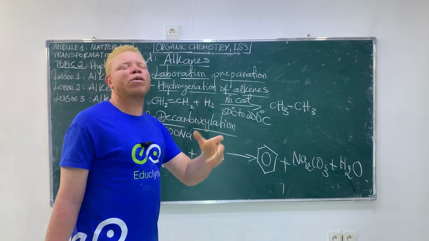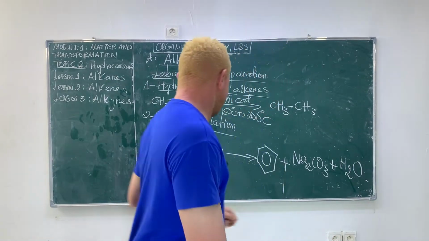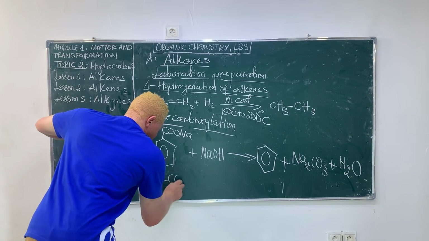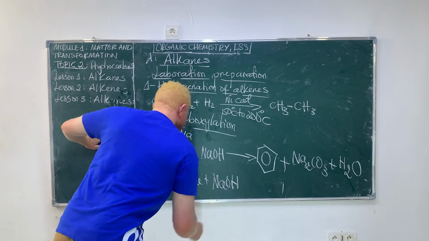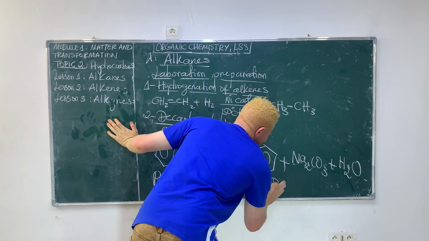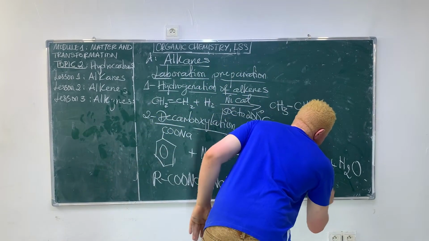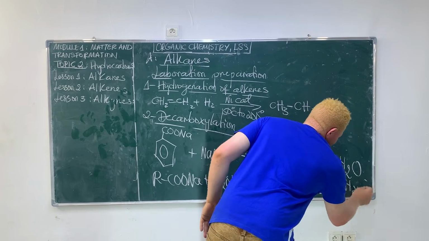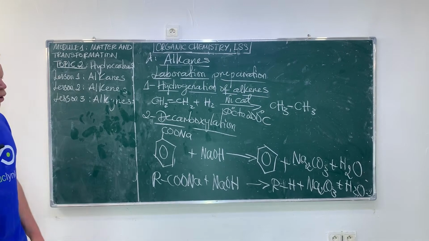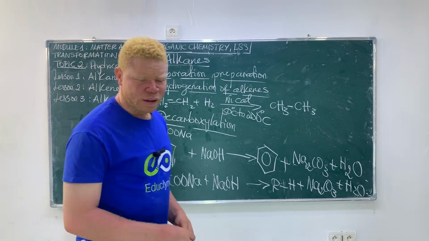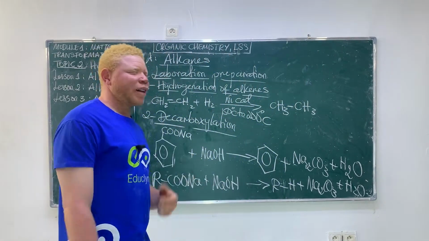This reaction is possible with all the salts of carboxylic acids. So we can have a general reaction. The general reaction can be like this: RCOONa plus sodium hydroxide will give RH plus sodium carbonate plus water. So that's the general reaction. We can see the Wurtz reaction. The Wurtz reaction in chemistry is a very important reaction because it leads to an increase in the number of carbon skeletons.